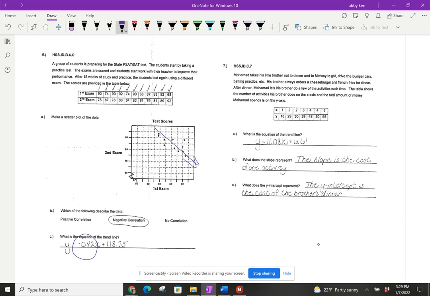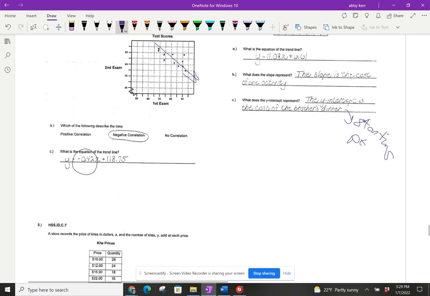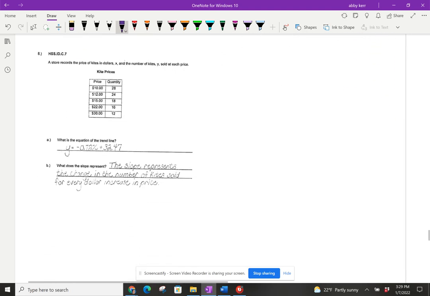The slope is the cost of one activity. And then remember, before they did any activities, they had dinner. So the y-intercept is the starting point. So that's why it's the cost of his dinner. And once again, number 8 is type this into the x's, this into the y, get your m equals, and then your b equals, and then write it in y equals mx plus b form.